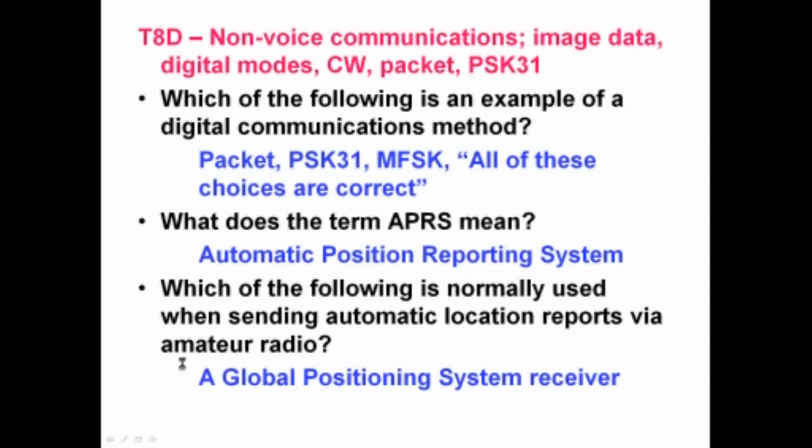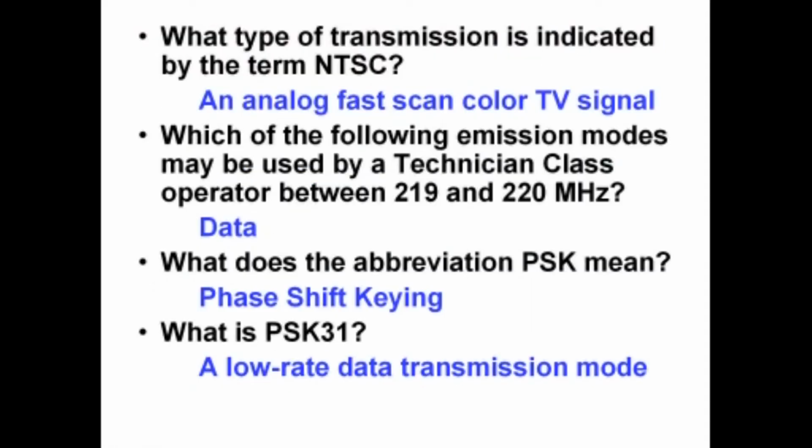What type of transmission is indicated by the term NTSC? NTSC is the name for the analog fast scan color TV signal, like the analog signals you used to get on your TV set in the living room. Okay, that's NTSC video.